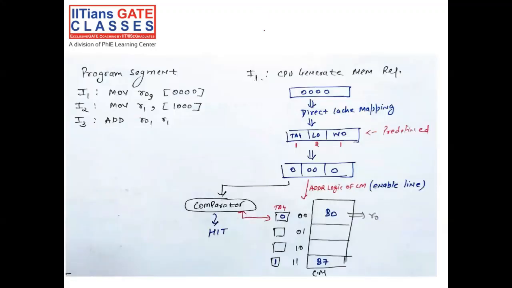Now see some program segment. Let's say 3 instructions in the program are there. One by one, every instruction will be executed. So I1, let's say the first one, the CPU generates the memory request. The address is this one, right? And which technique are we using? Direct cache mapping technique, right? And you know the format: tag, line offset, and word offset, which is predefined.